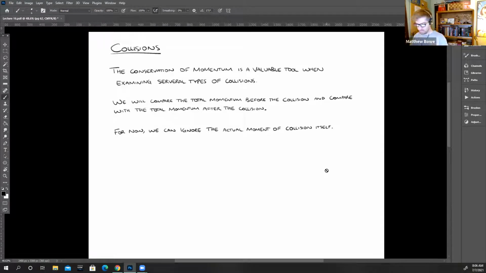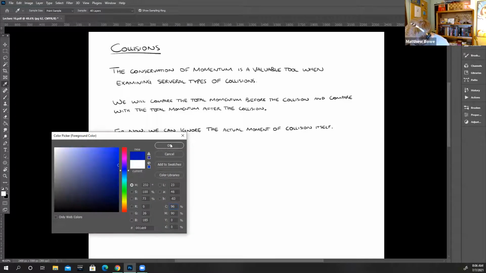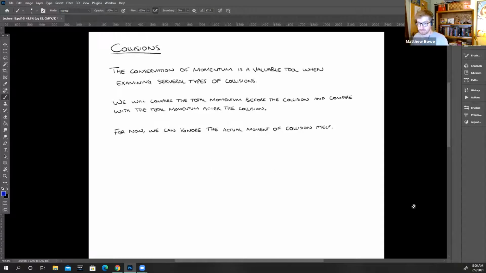The total momentum before a collision and the total momentum after, we're going to compare those two things, and they should be equal due to the conservation of linear momentum. Momentum is always conserved, so it's going to be the same no matter what.